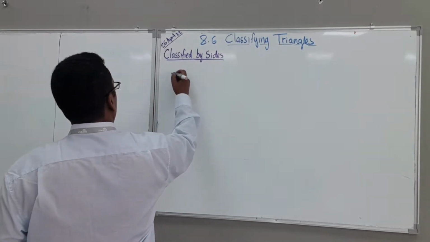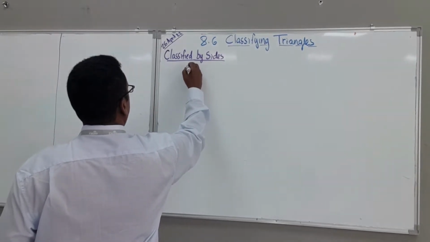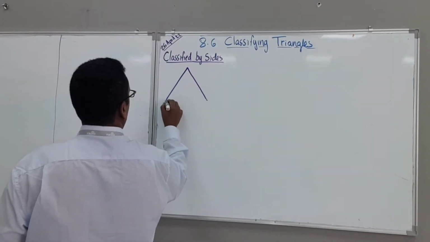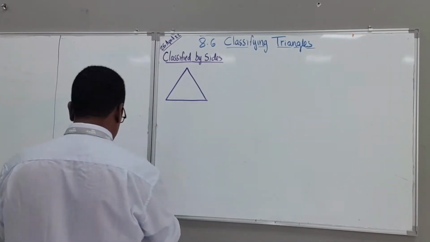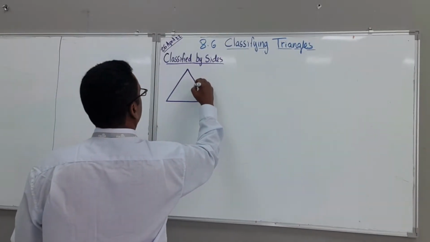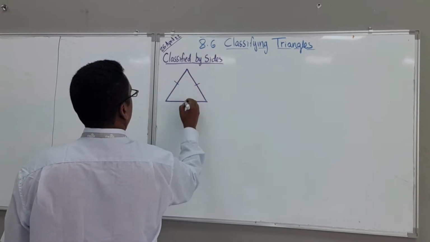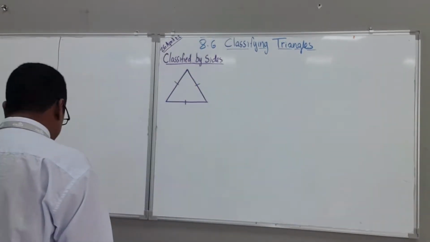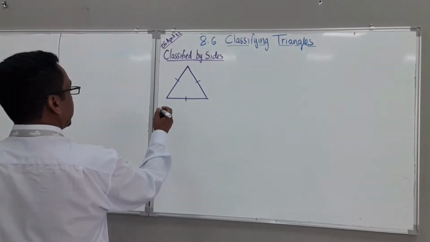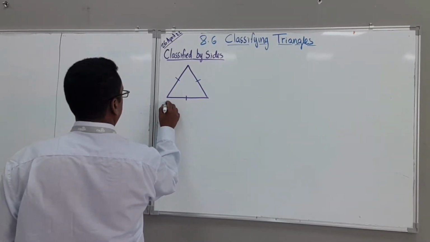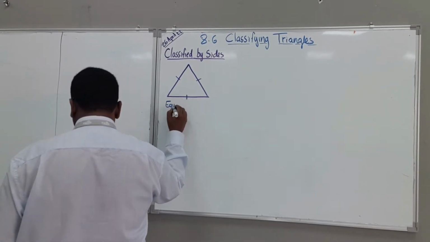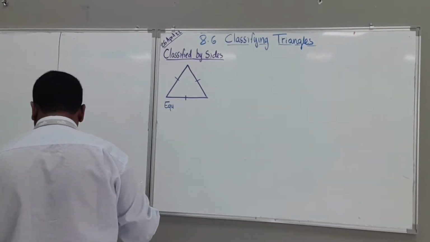Number one, we will name the first triangle. What do we call this triangle? We call it an equilateral triangle. All the sides are equal, and we call it an equilateral triangle. So let's write down equilateral triangle. You draw it and write down the name.